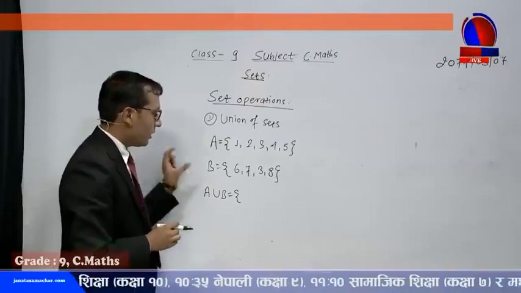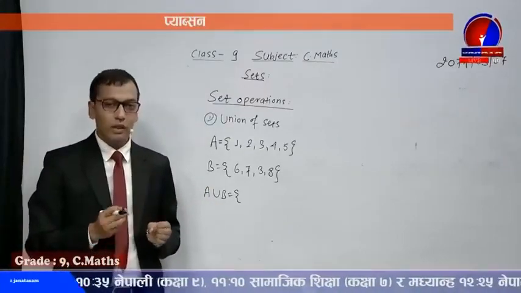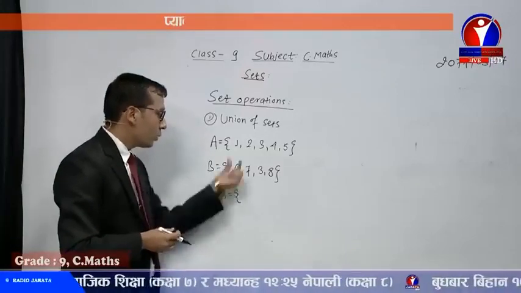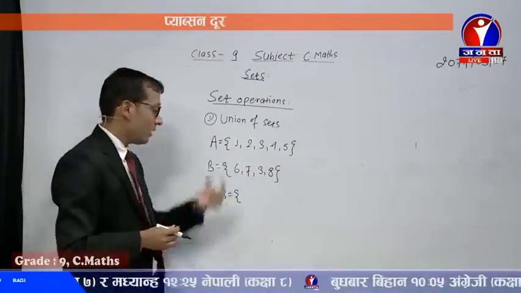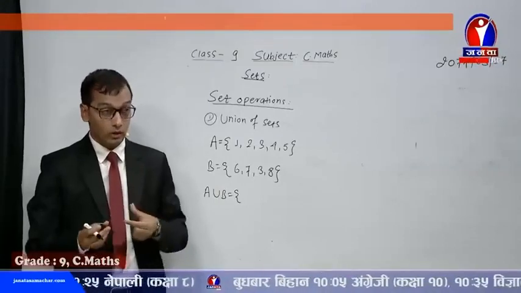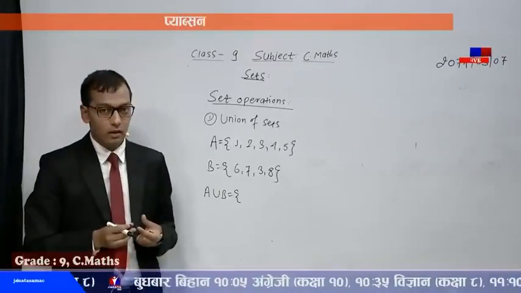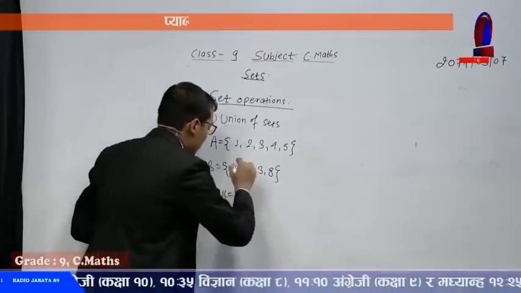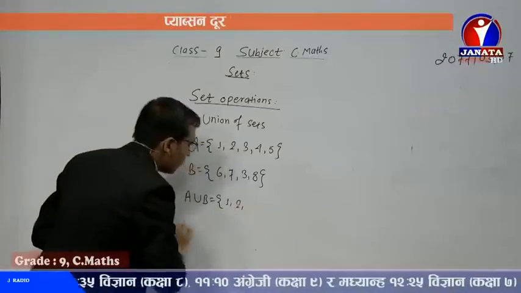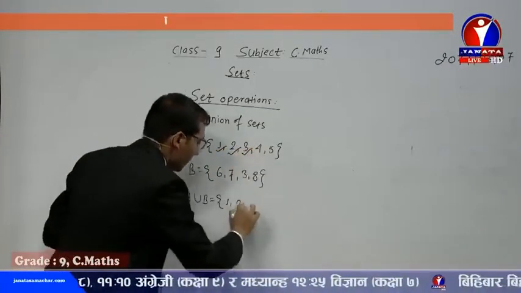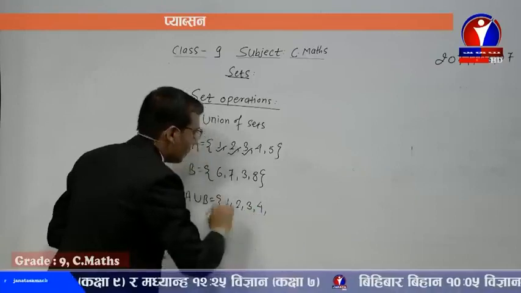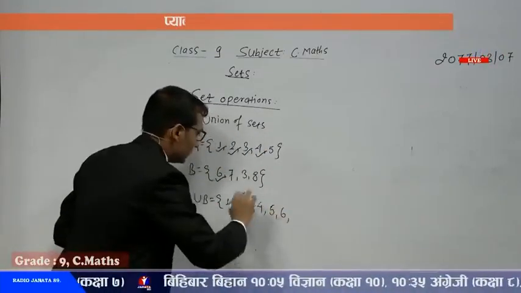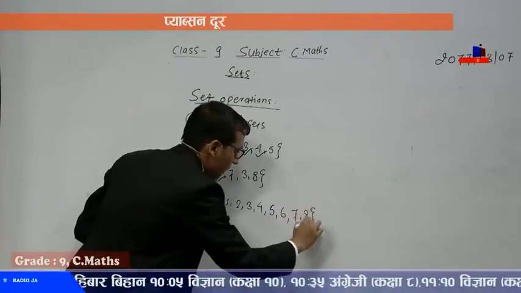A union B. So let me tell you what A union B is and how we can find the union. While writing the elements in A union B, we take either elements of set A or elements of set B or both, but we do not repeat the elements. If the elements are common, we write them only once. So let's write the elements: 1, 2, 3, 4, 5, 6, 7 and 8.